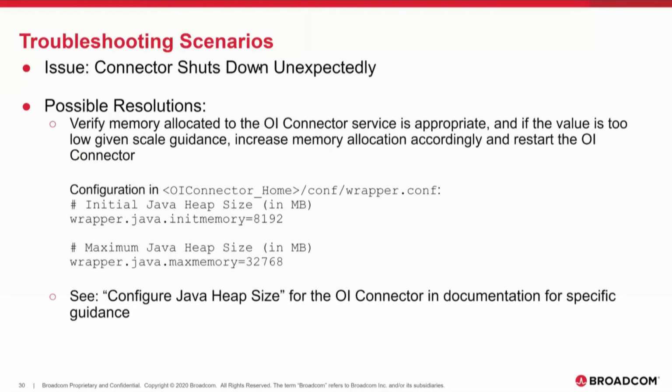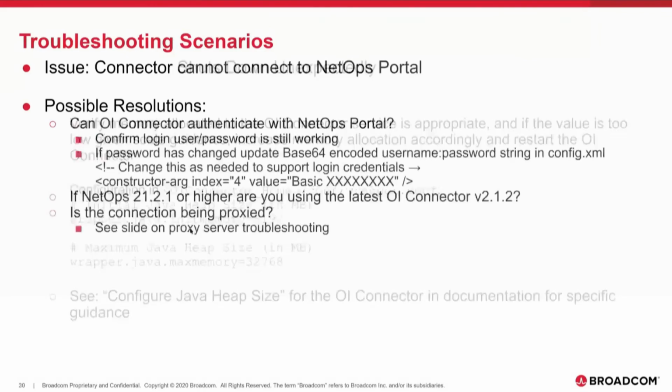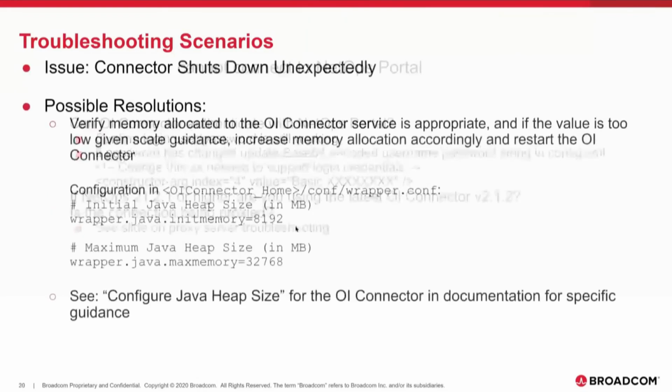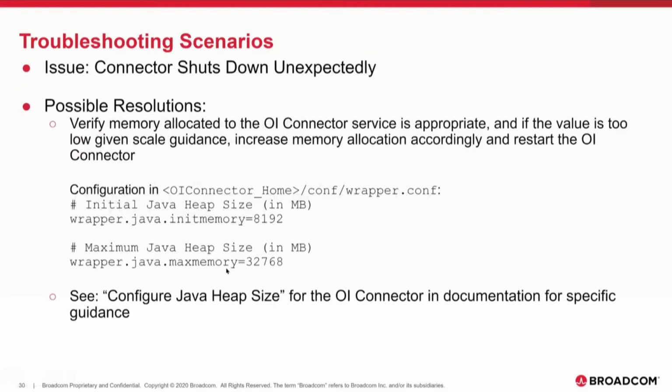If the connector is shutting down unexpectedly, you'll find errors in the wrapper log related to running out of heap. I would again go back and verify that the memory allocated is appropriate. Perhaps you're monitoring more inventory now than when the connector was first configured, and you need to give it more heap. That heap is configured in the wrapper.conf file, and there's an initial Java heap size and a max size.